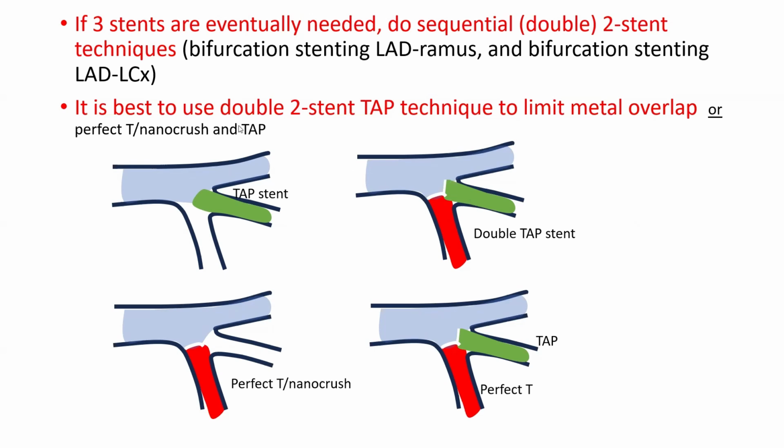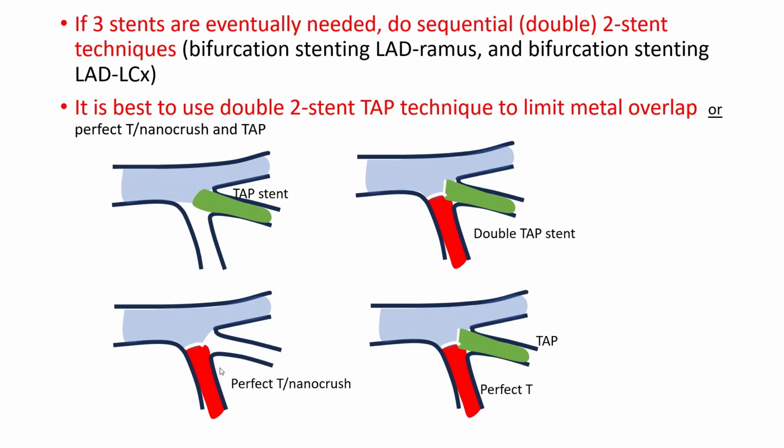And it is best to use sequential or double 2-stent TAP technique to limit the amount of metal overlap. So you do stent the left main into the LAD, then you do TAP stent into the ramus, then you do a second TAP stent into the left circumflex.